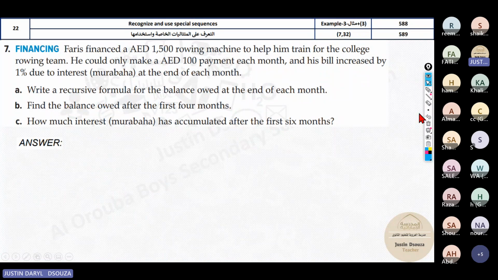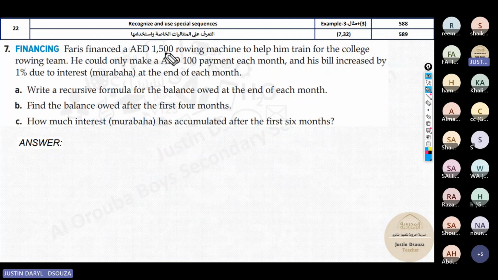But let's see what a recursive formula is. A recursive formula is something that requires the previous term to find the next term. It means if you have a_n, then in this formula there'll be a_(n-1) plus 2. This is a recursive formula. The previous term is required.